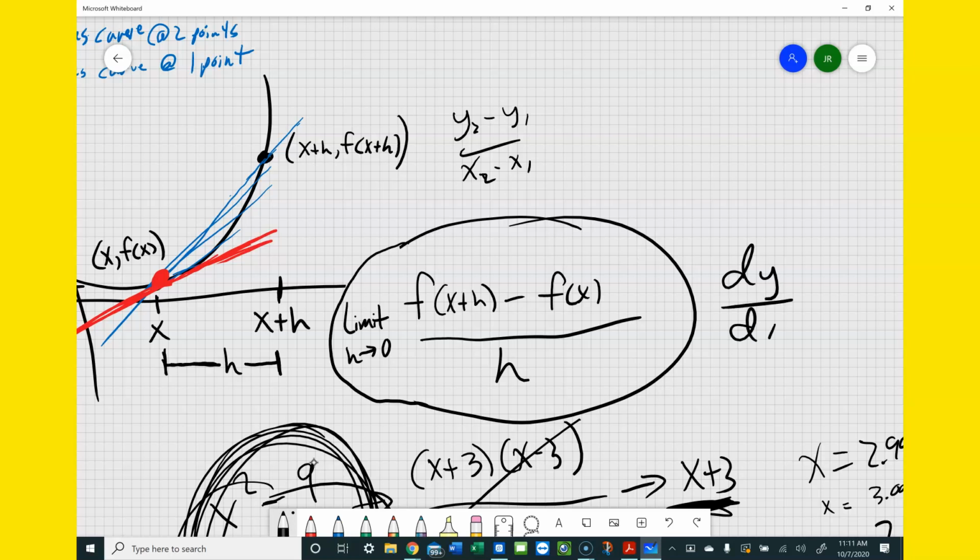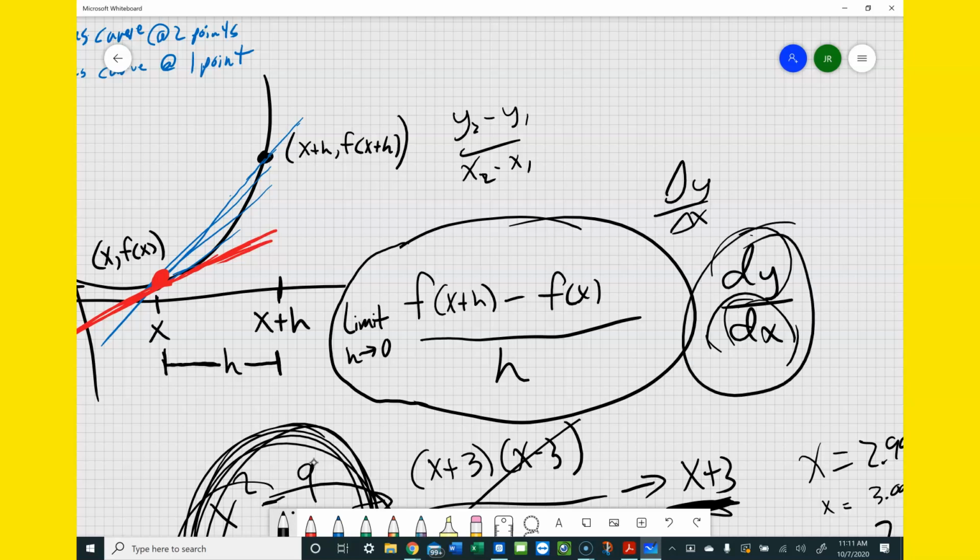Leibniz, for his part, used this notation right here. He said dy over dx, right? So delta y over delta x, that's just a slope. But dy is like an infinitesimal change in y over an infinitesimal change in x, which is exactly what this is doing. This is the change in y as h approaches 0, an infinitesimally small change, and that's an infinitesimally small change in x. So Leibniz had that notation to signify that.